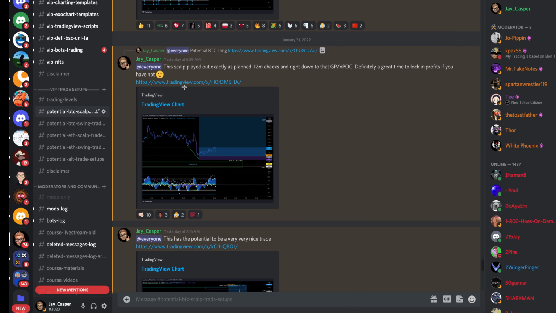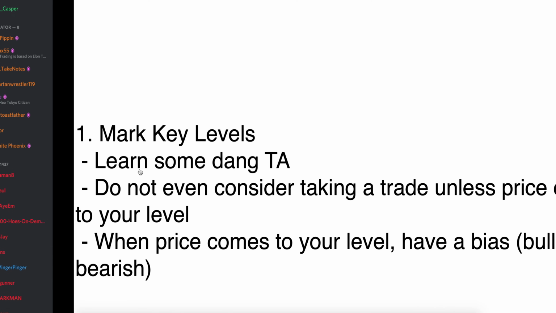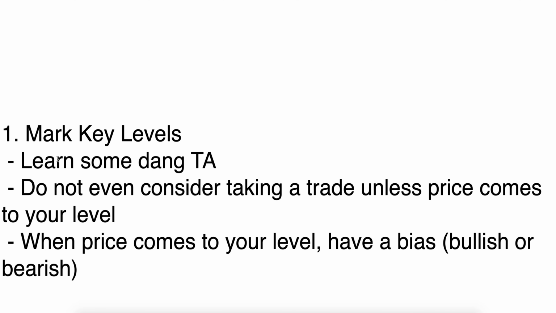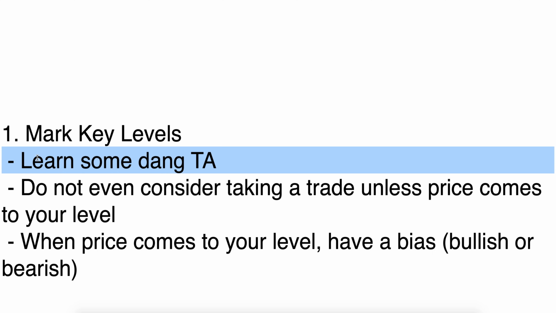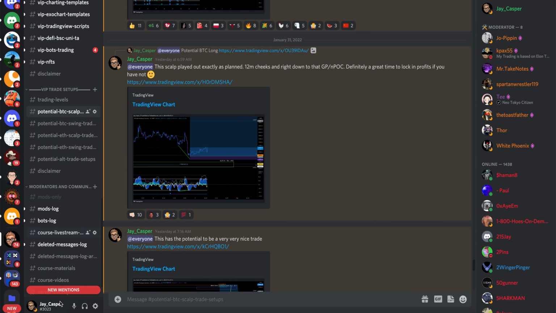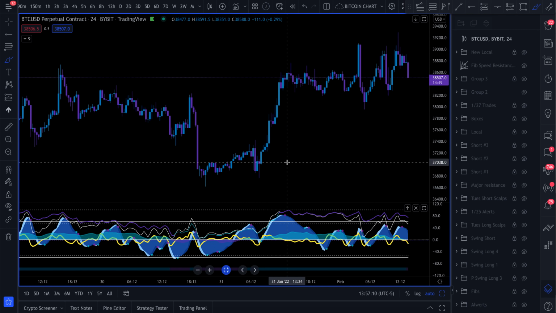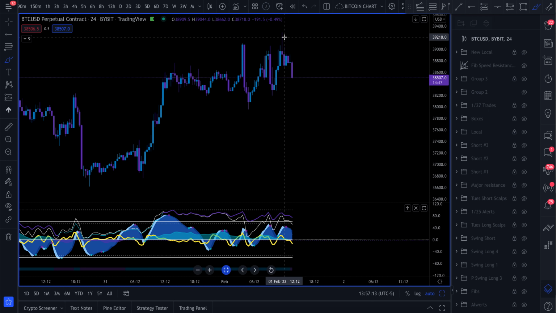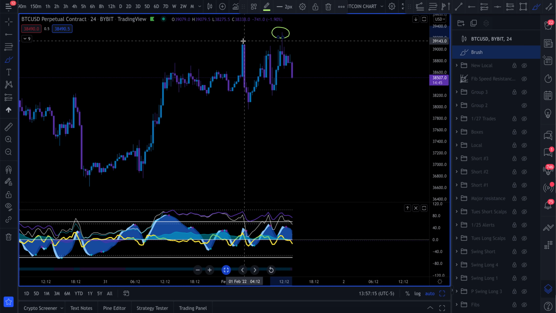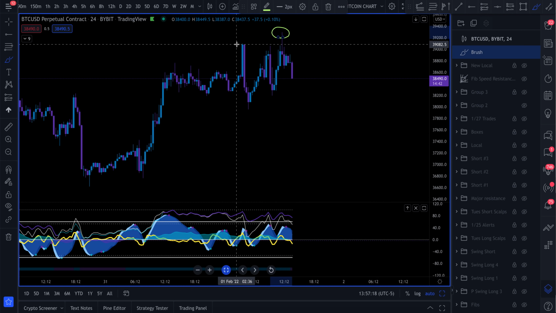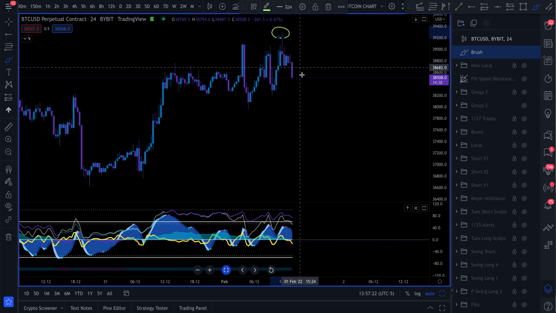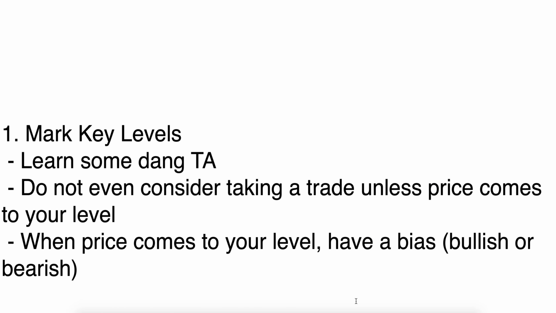So that is the first thing you need to do. You need to learn how to mark a level on your chart. Learn some dang technical analysis. This is the bedrock of trading, learning how to analyze a chart. Currently, the short that I'm in right now, like literally right now, I'm in a short from right up here, because of technical analysis, guys. Because of technical analysis, we were able to identify that level and take the short. So if you don't know how to do that, you can learn for free on the internet. You can check out my course, whatever.